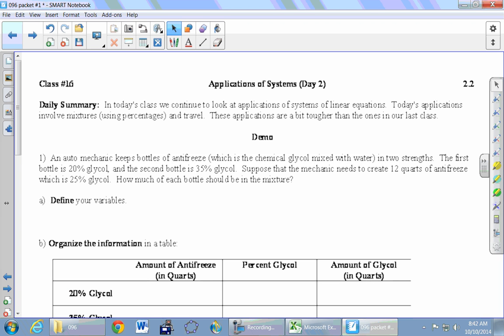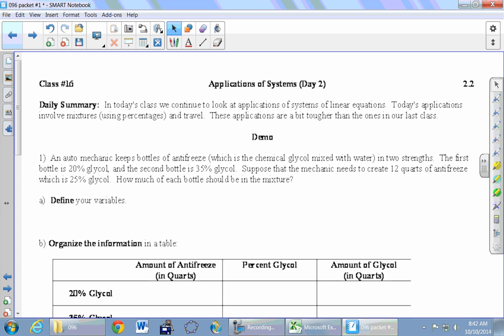Okay, so the idea is we've got these standard concentrations of antifreeze. There's a 20% and there's a 35%. That just means that one of them has a little bit more of the chemical, which is called glycol, and a little bit less of the water. But we want to mix them in such a way that we get a different concentration than those standards.